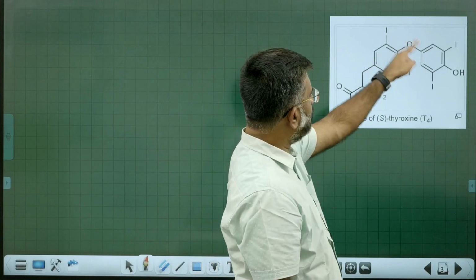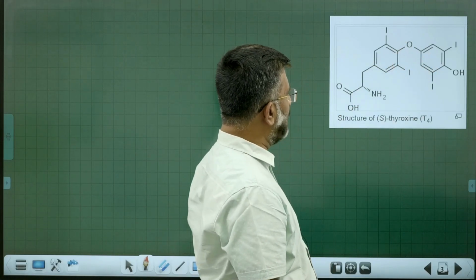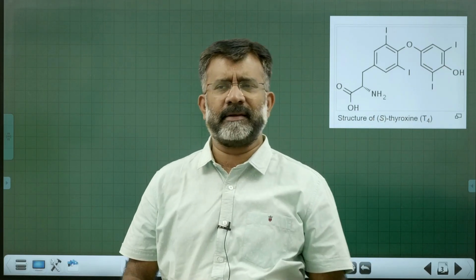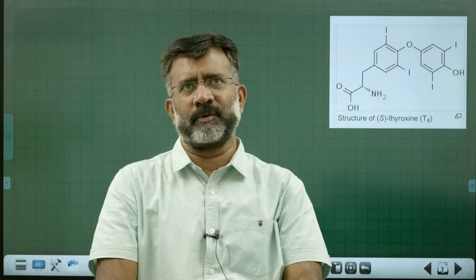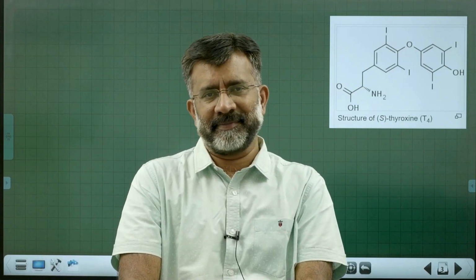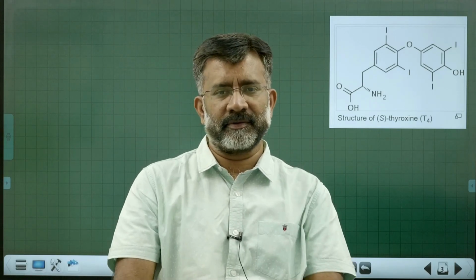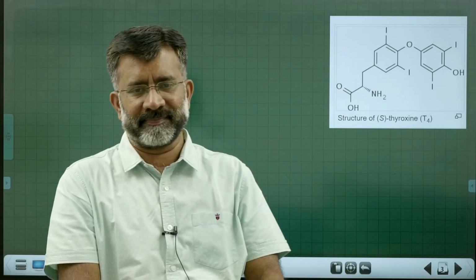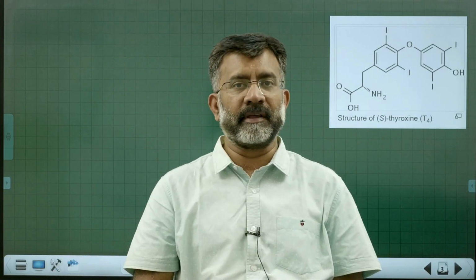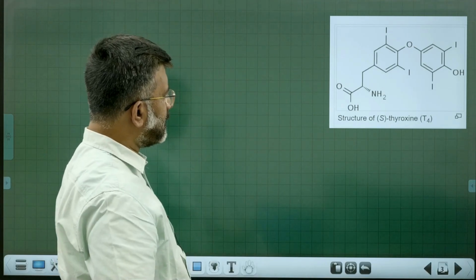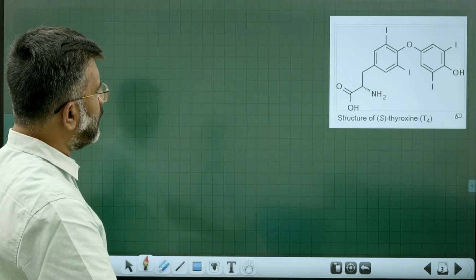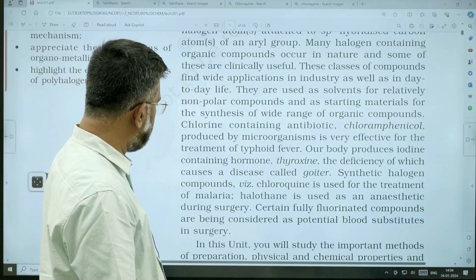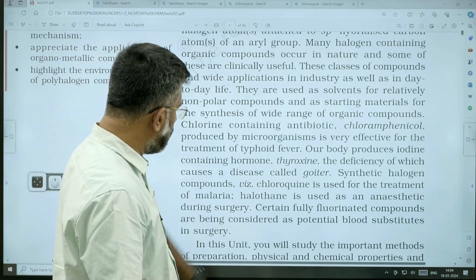There is a C-O-C linkage between the two benzene rings, and in fact it contains a phenol group. Just keep in mind the characteristics of that molecule, just to be familiarized, because when you find such a molecule for the first time in an examination hall, it may be confusing, right? So try to be familiar with the molecule and its characteristics. That is an iodine-containing hormone, thyroxine, referred to in the textbook, the deficiency of which causes goiter.